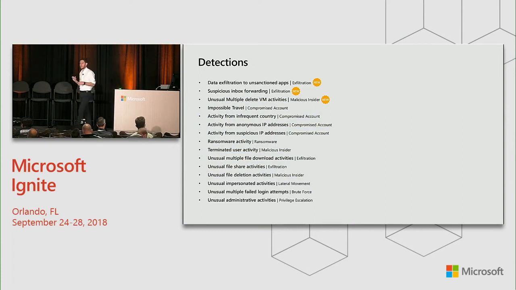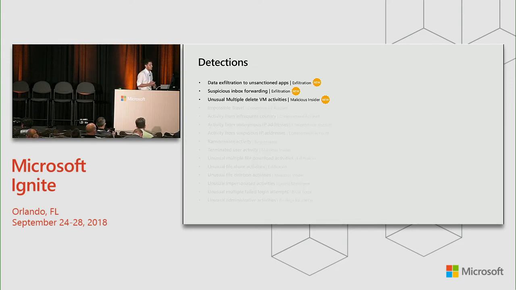What you can see now on the screen is all the built-in detections that are shipped with the product. There are some interesting ones that we talked about already, like impossible travel and ransomware activity. And this year at Ignite, we're announcing three new detections that are added to those.